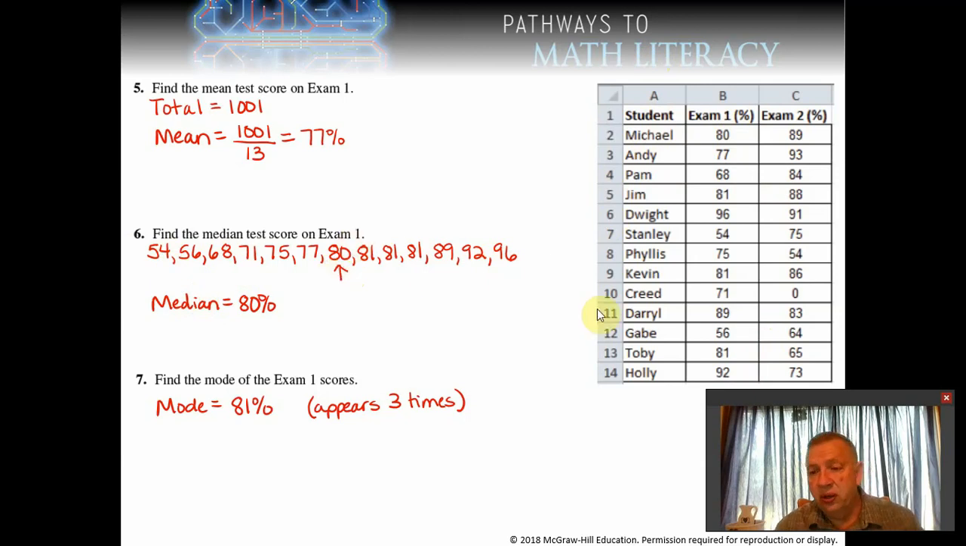I was thinking they were already ordered for us. So find the mode of the exam 1 scores. If I go back up here, I'm looking for the ones that are grouped together. There are 3 occurrences of 81. None occurs more than 3 times, so the mode is 81. That's the most common score.